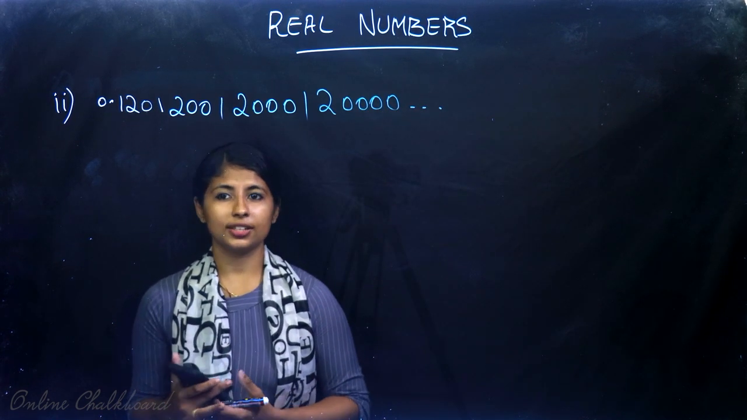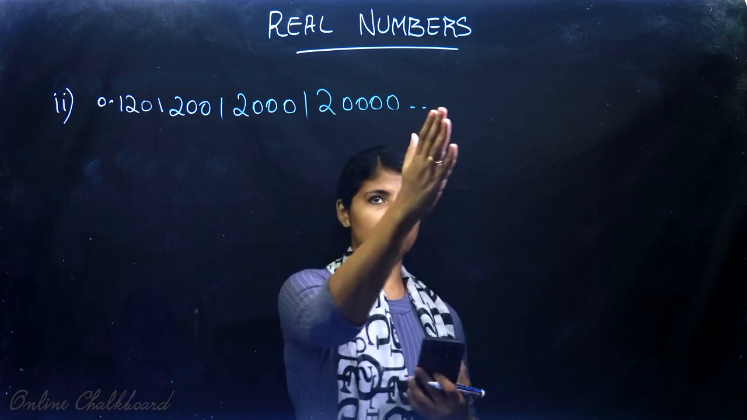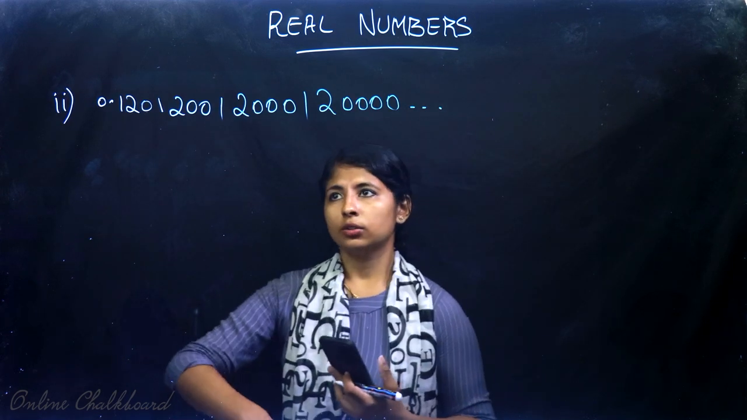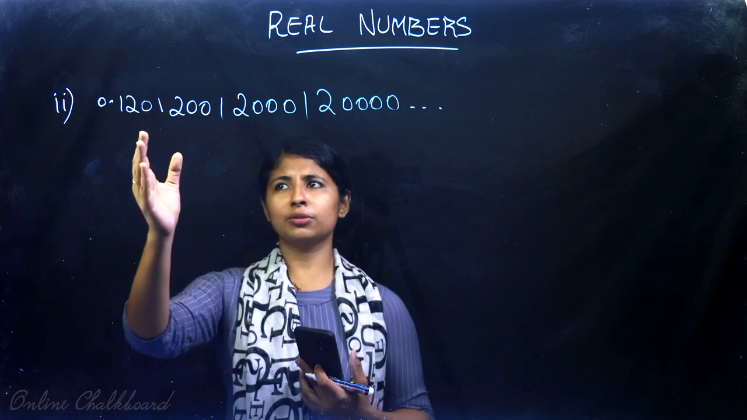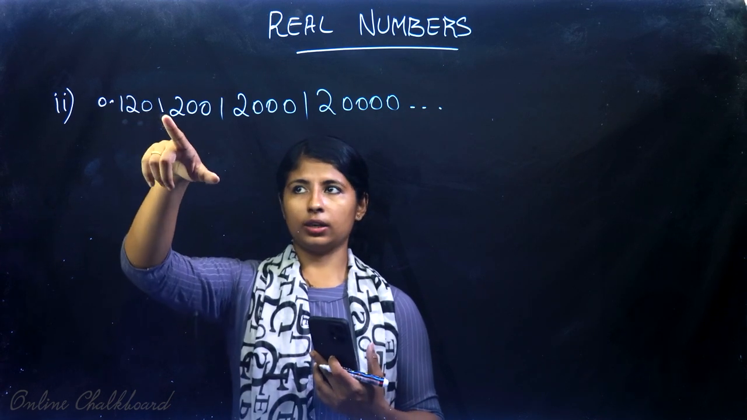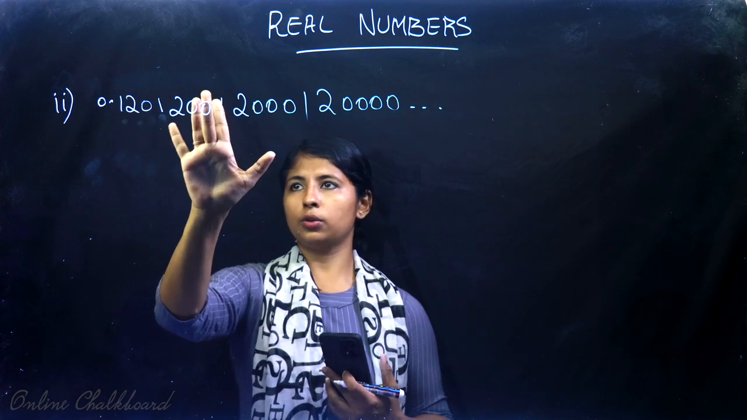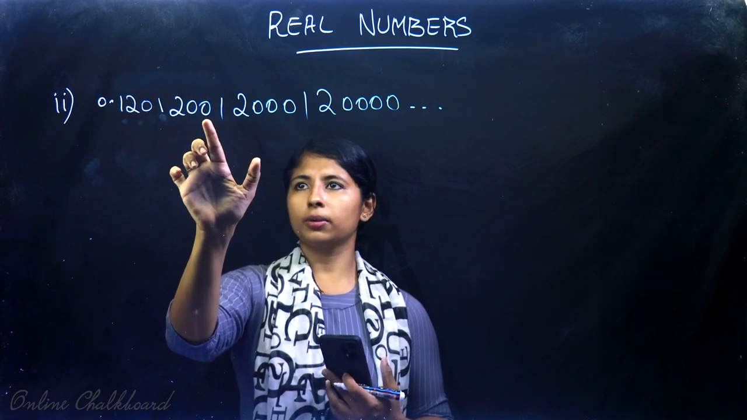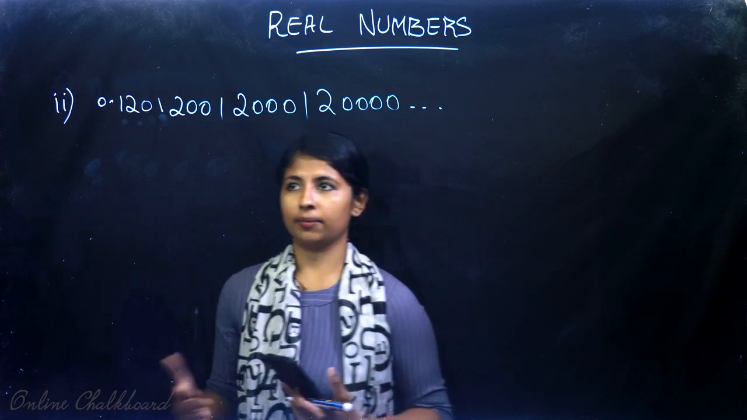0.1201 2001 2001 2001 2 1 2 3 4 etc. Here in this question, is it terminating? No, it's not terminating, it's going on. So now we need to check whether it is repeating. Did you see any kind of repeating block here? It is 1, 2, 0, 1. Then again 1, 2, 0, 1, 2, 0, 1. It's repeating till here. But from here it's 0, 1, 2, then it's 000. This is not repeating anywhere.